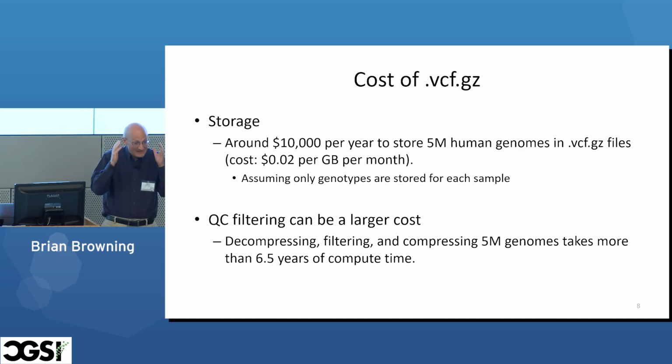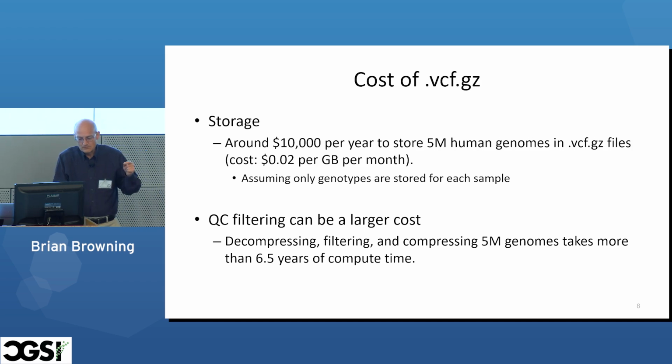So we're at about the 500,000 genome point now. In a few years, we'll be at 5 million genomes. Even then, it's still only around $10,000 to store these data. And you typically only have to store 1 copy. A bigger cost tends to be the analysis. Let's say you want to filter that data.